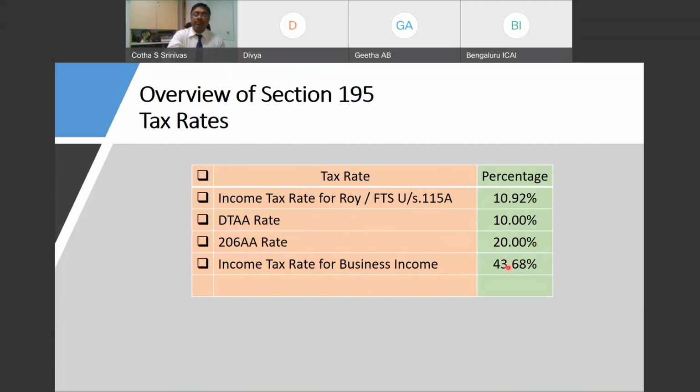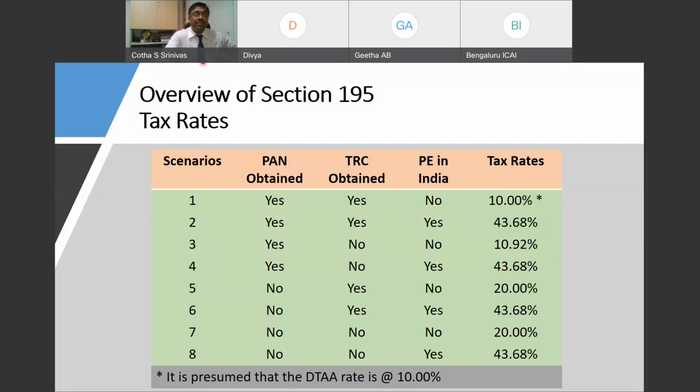Income tax rate for business income: for foreign companies, the rate of tax is 40%. On that, with 5% surcharge and cess, it comes to 43.68%. I've given a table where the comparisons are there. Because of paucity of time, I'll just skip this particular slide. So whenever there is no PE in India, it will be 10%, 10.92%, 20% or 20%. But if you have a PE in India, it will be considered as business income. In all those situations, it will be 43.68%.